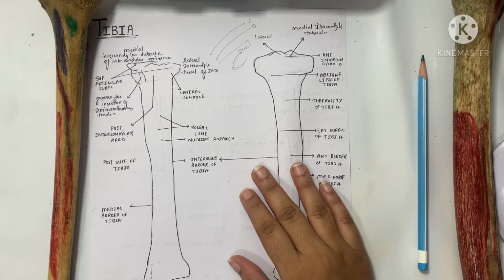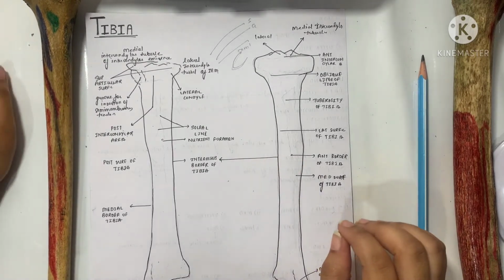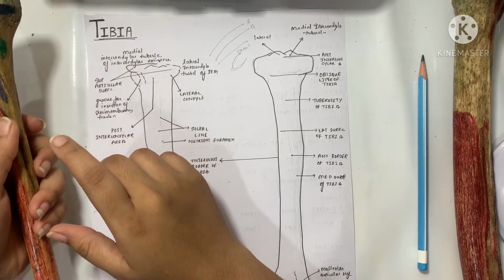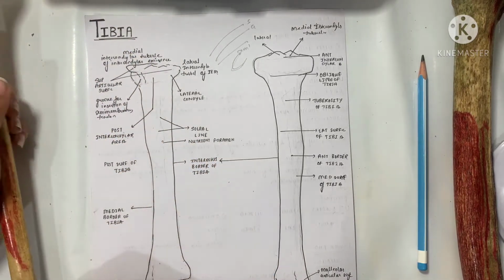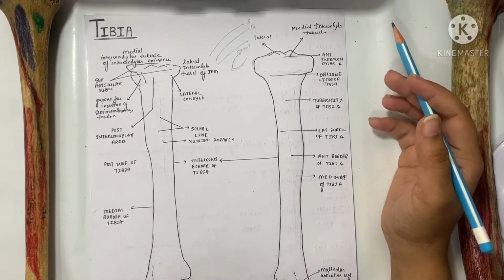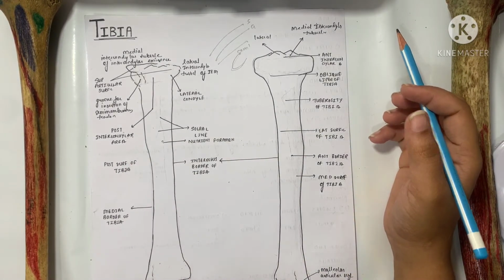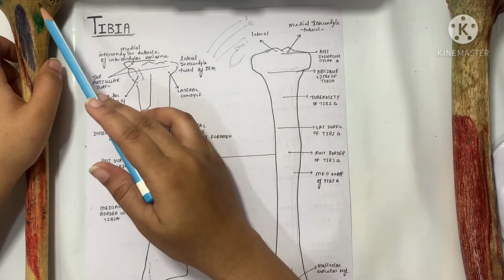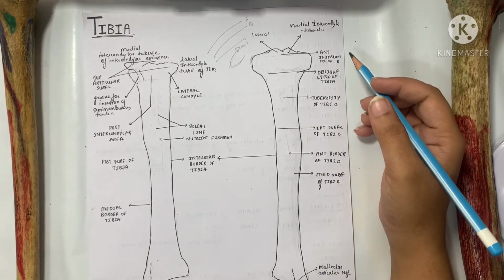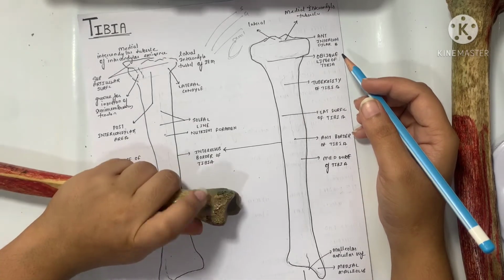Anterior border is also known as the shin of the tibia. Anterior border begins above at the tibial tuberosity and continues round below to the medial malleolus. Then coming to the interosseous border, it begins above at the fibular facet, over here fibular facet, and ends below at the anterior border of the fibular notch. So this is the fibular notch.